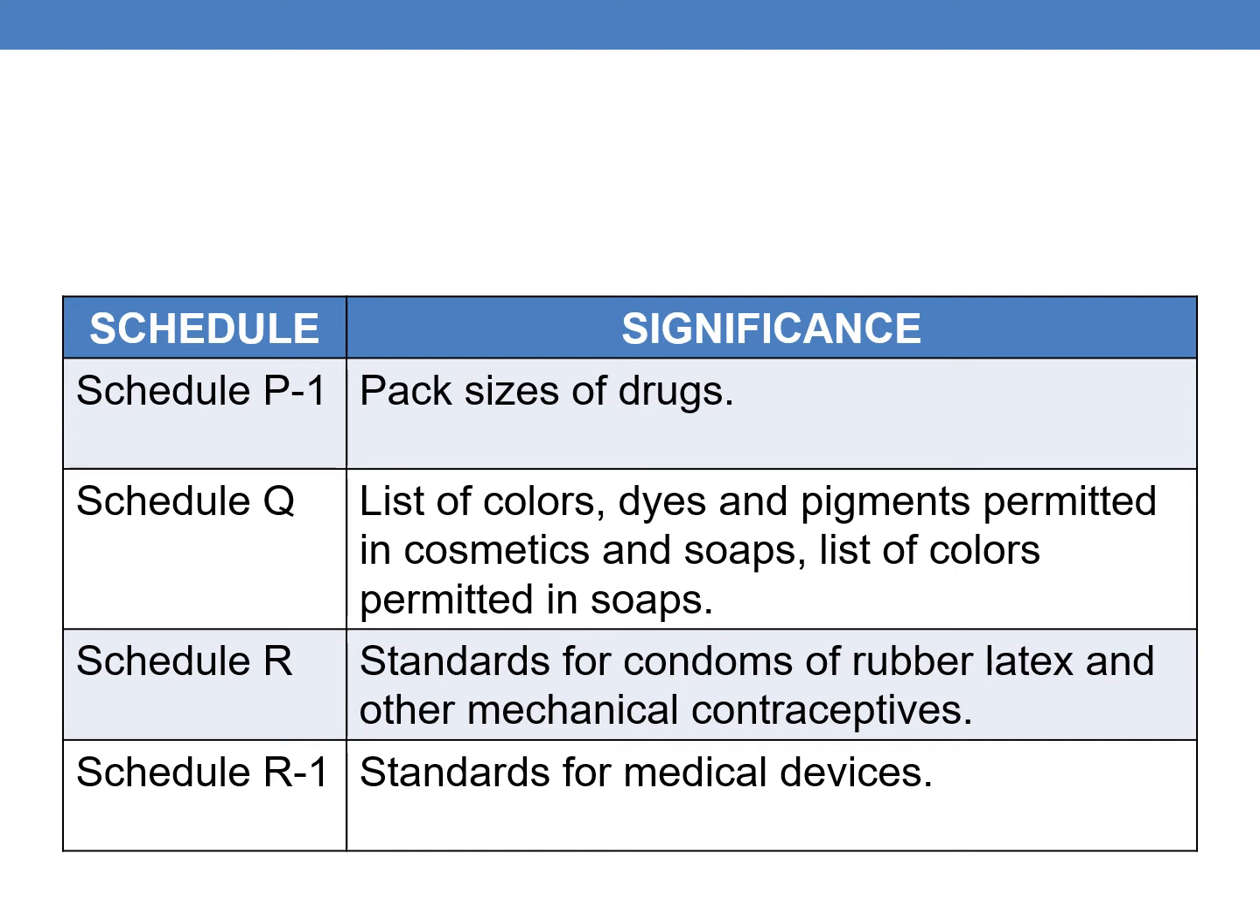Coming to Schedule Q, it is a list of colors, dyes and pigments that are permitted in cosmetics and soaps, and the list of colors that are permitted in soaps. Schedule R deals with the standards for condoms of rubber latex and other mechanical contraceptives. Schedule R1 deals with the standards for medical devices.